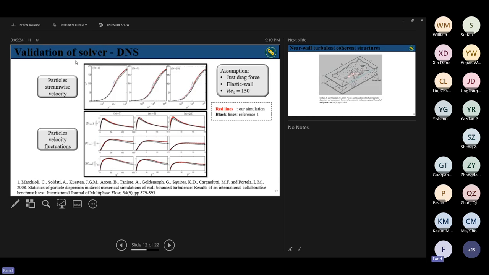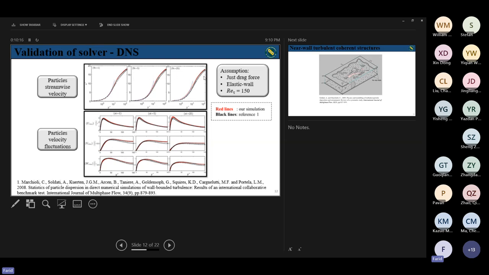First, I want to start with the validation of our solver. Here you can see the particle streamwise velocity on the top for three sets of particles with a Stokes number of 1, 5, and 25. Here we have the streamwise velocity as a function of y plus, the distance from the walls. Red lines are the result of our study compared to a benchmark study, a collaboration between different scientists with different solvers. As you can see, we have very good agreement for the streamwise velocity of the particle for all the particle Stokes numbers considered in this study.